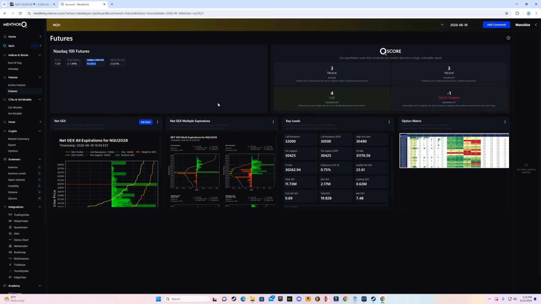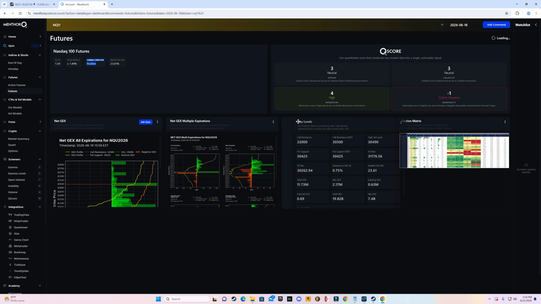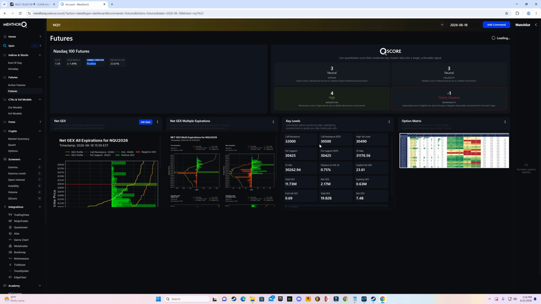Now, if you look at it here, it's giving me key levels. So you don't want to focus on the call resistance and put support. You want to only focus on call resistance 0 DTE and put support 0 DTE, because we are intraday traders and we are trading on the same day. We're not swing traders. These levels are what actually matters. So these three levels first: call resistance 0 DTE, put support 0 DTE, and high volume level. These are the most important levels.